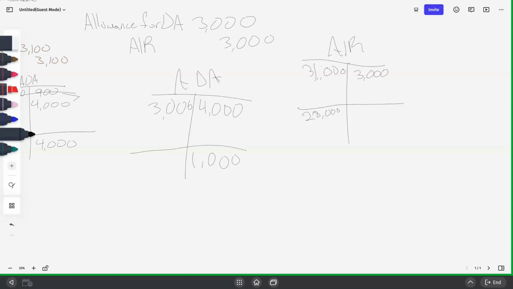What predicts bad debt? It's based off of something. Okay, so we have an ADA of 450. Can you explain to me what the direct write-off method is, in your own words? Explain the difference.